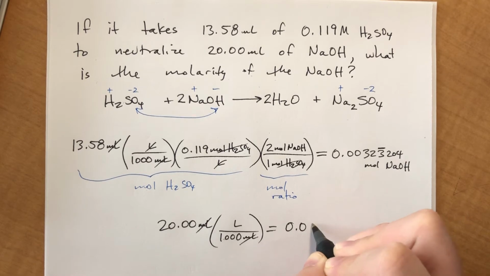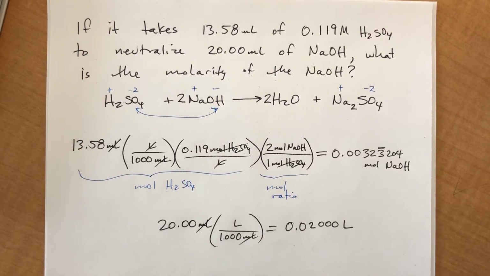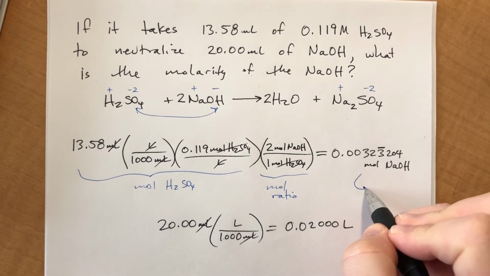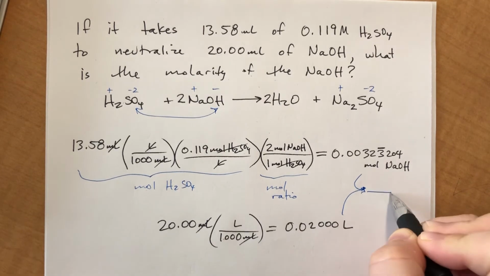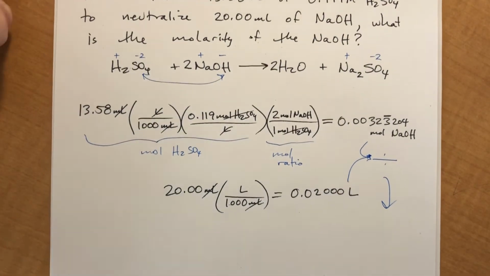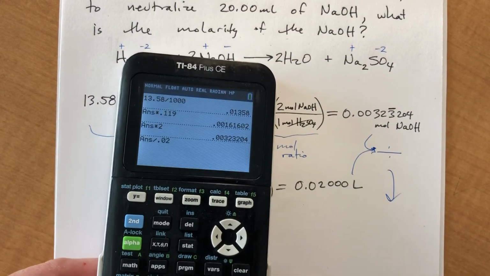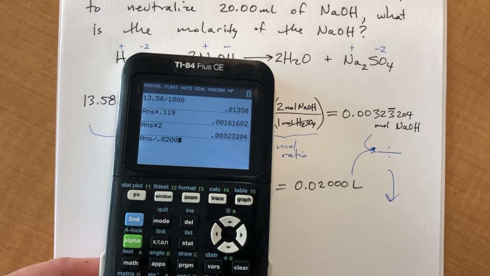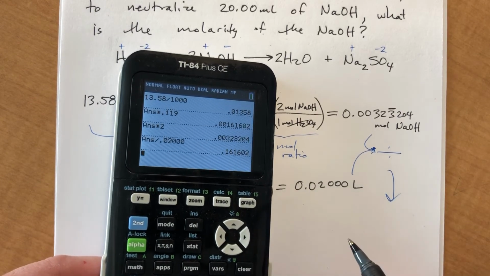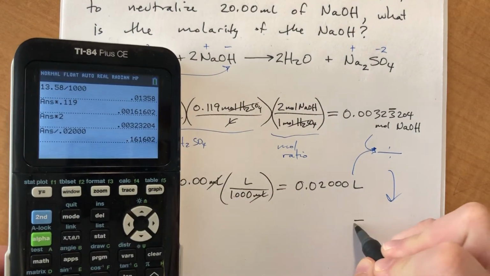So we get 0.02000 liters. Molarity is moles per liter. We have moles here and liters here, and you just divide them, and whatever the answer comes out to, that's what we get. So whatever the answer was, divided by 0.02. Not that it's going to impact anything, but I got a concentration of 0.162, I guess, when we round it to 3 sig figs.